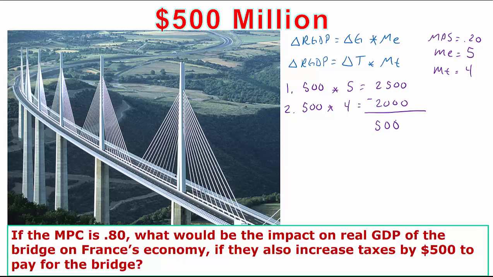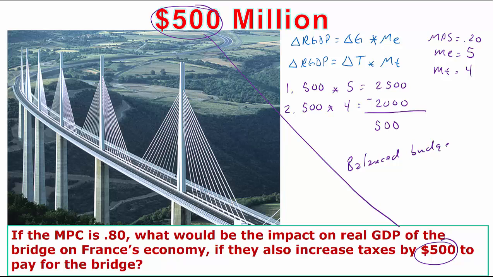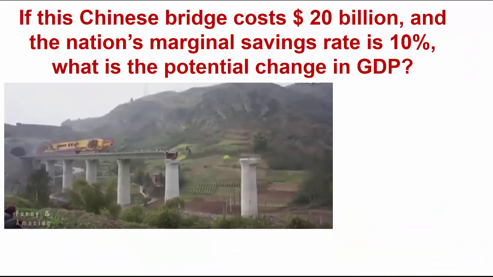Now, there's a quicker way to do that. Since taxes were increased by 500 and spending was 500, this right here creates a balanced budget. Okay? And so we use our balanced budget multiplier, which is 1. And so we would say just 500 times 1 equals 500. Same answer.